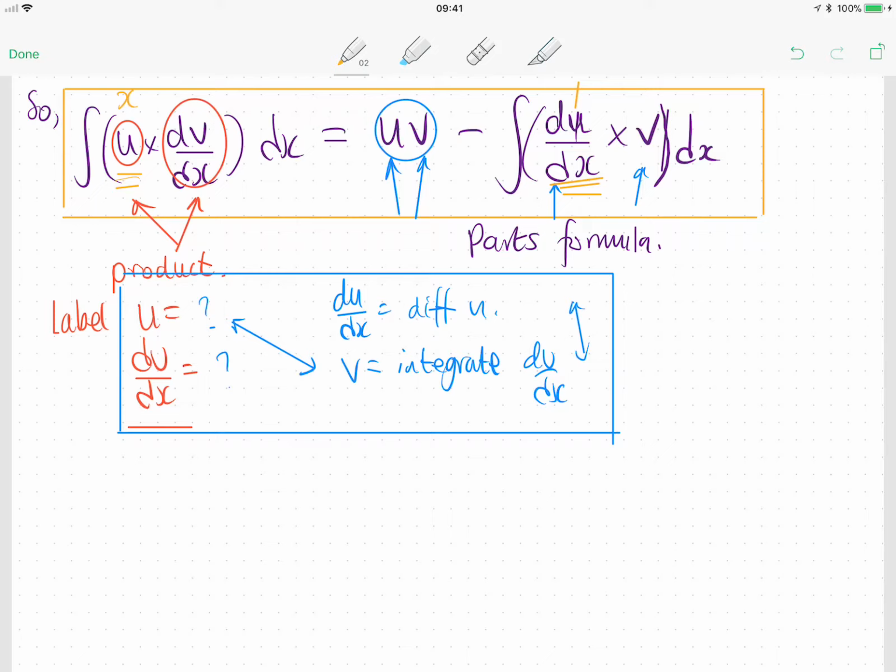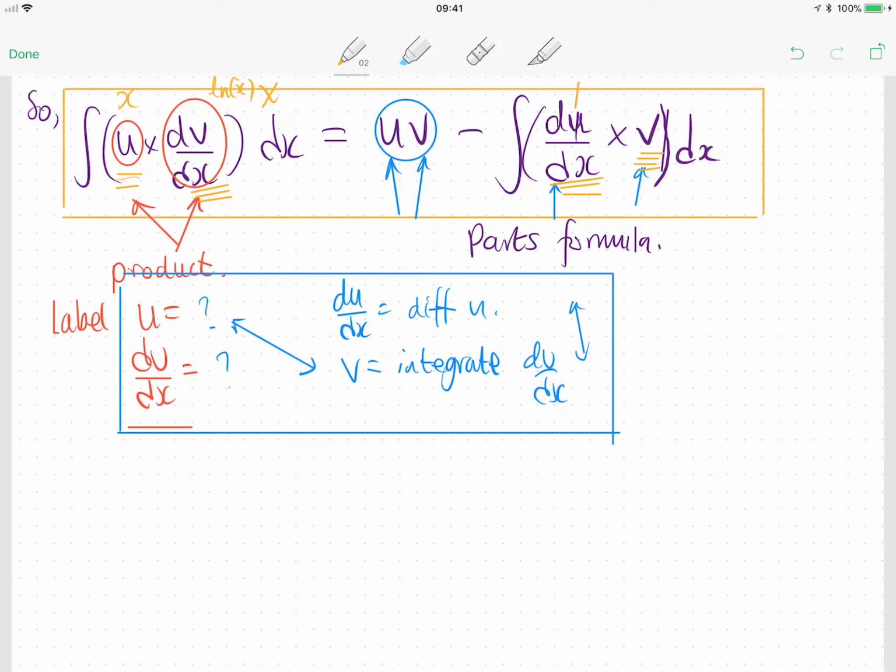Also, something to think about, this dv dx, you need to extract v from it. So you need to choose something which you can integrate. For example, if this was some natural log, and you labeled that as dv dx, you'd be in a bit of trouble if you were starting from the beginning with these ideas, because log of x isn't a standard integral. So you need to keep that in mind. Whatever you label there, you're going to have to integrate and put on the other side. So really that's the hard part of this method, finding the labels, which is u, which is dv dx.